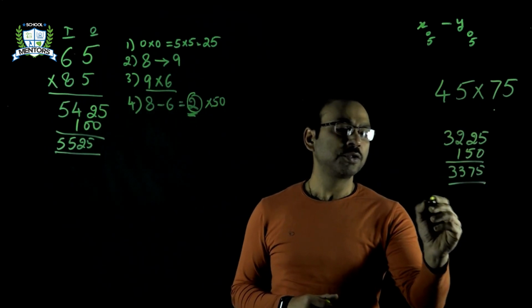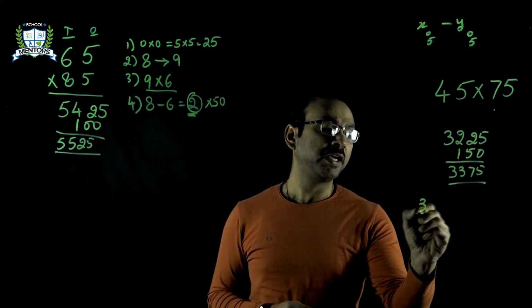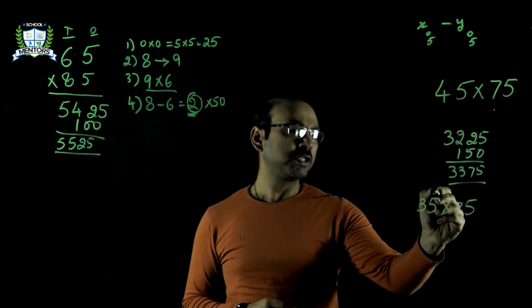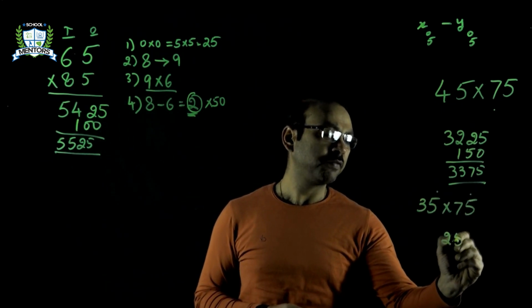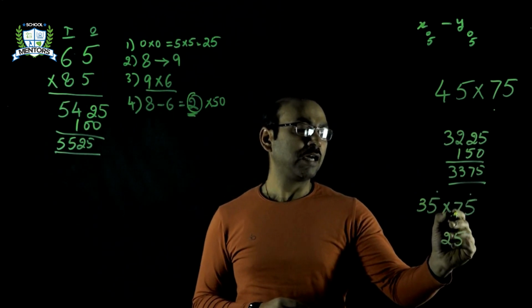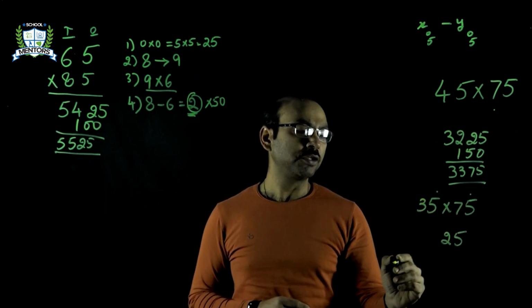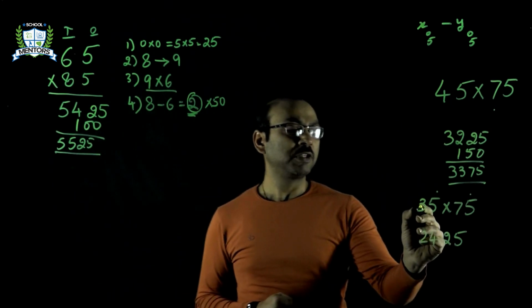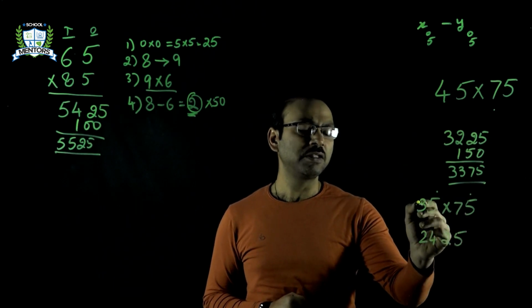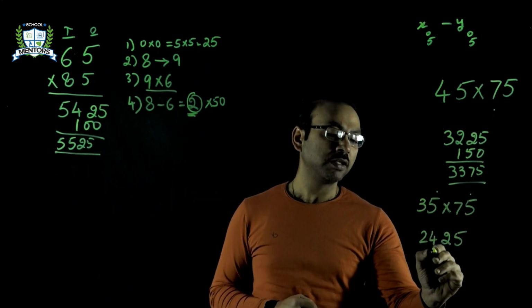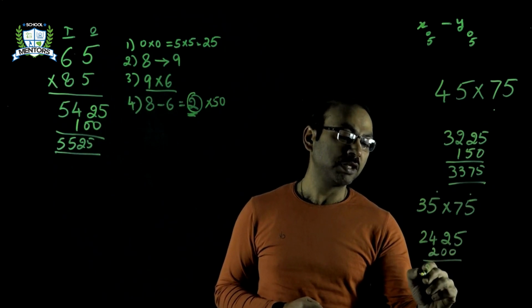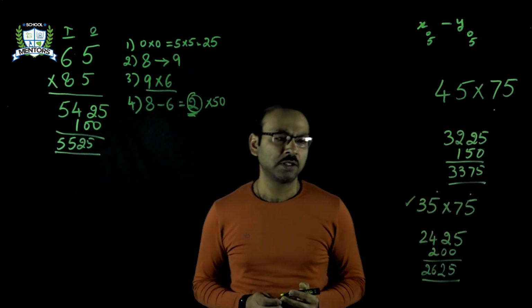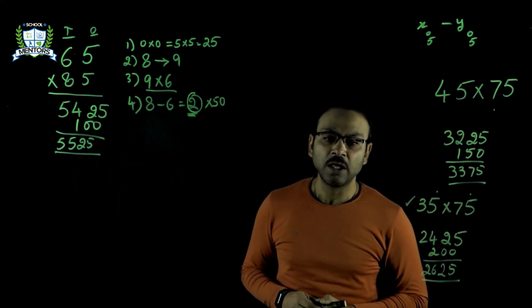Let's take another example. This time let's take 35 into 75. The ones place digits, 5 5, give 25. We write 25 directly over there. After 7 comes 8. So 8 threes are 24. We just write 24 over there. Now the difference between the tens place digits, 7 and 3, is 4. 4 times 50 is 200. We write 200 over there, and so our answer becomes 2625. That is the answer for 35 into 75.